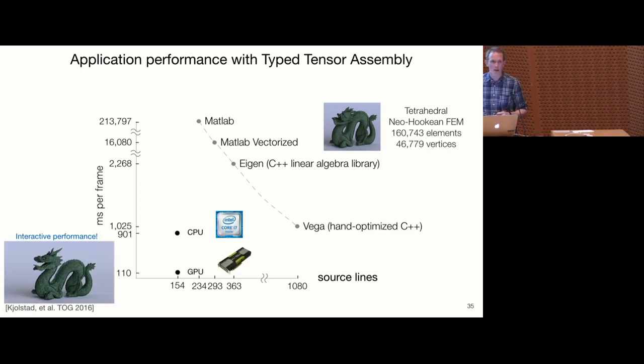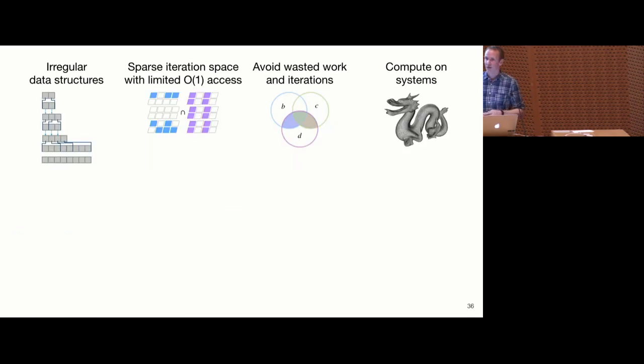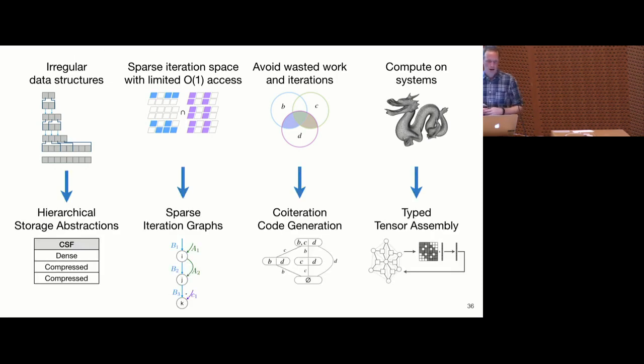And you can also compile that same code to a GPU and get interactive performance. You're seeing here a finite element simulation of this rubber dragon running in real time on a GPU. Well, I recorded it in real time and then made a video, because this machine doesn't have a proper GPU. So those are the ideas I want to talk about. You have irregular data structures that give you hierarchical storage. You have sparse iteration spaces. You generate merge-style code to avoid wasted work, and you compute on systems, not just on tensors.